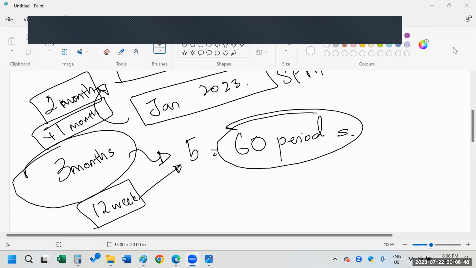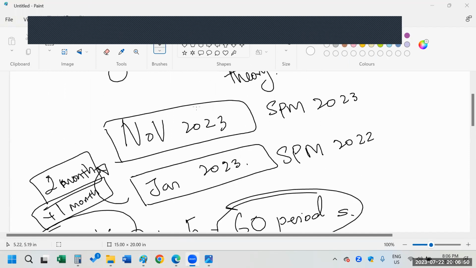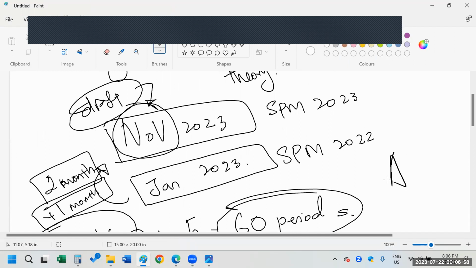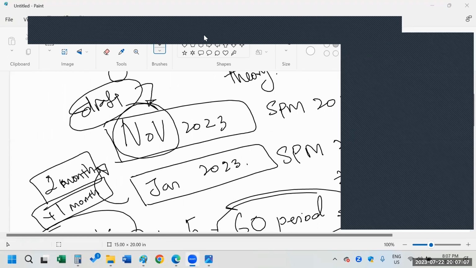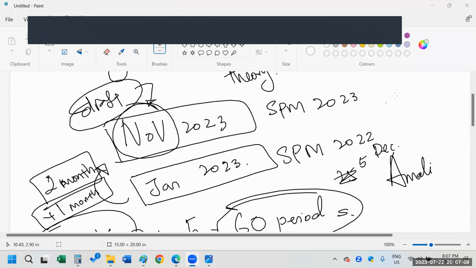So SPM trial is November. So far, this is just draft. But most probably would be on November. And your Amali test would be 25th or 5th of December. That means SPM January. Yes, SPM January. By the way, no black and white yet.